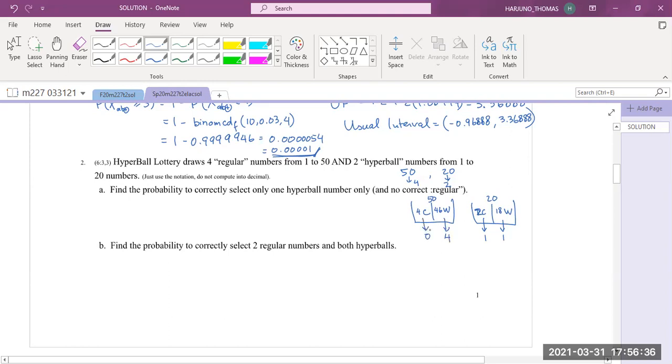Okay, I believe we did this problem in fall 20, exactly the same problem. So the probability of getting no regular and one hyperbole correct will be 4 choose 0 times 46 choose 4 over 50 choose 4, times, from the second box, 2 choose 1 times 18 choose 1 over 20 choose 2.